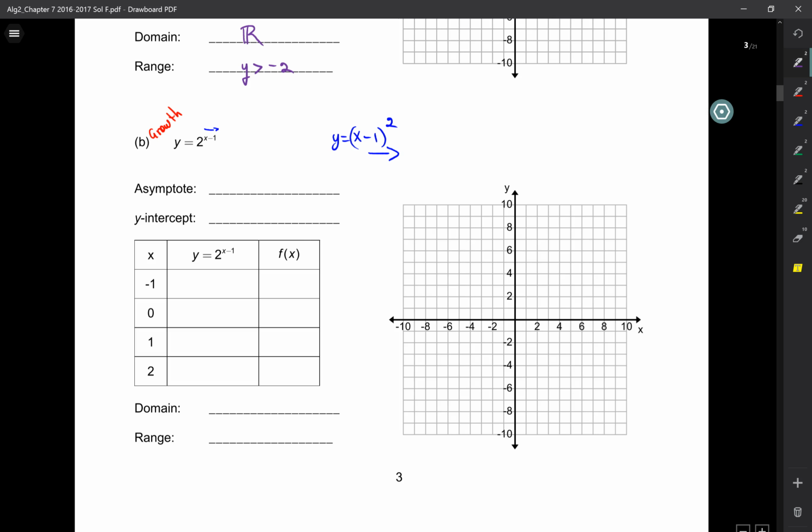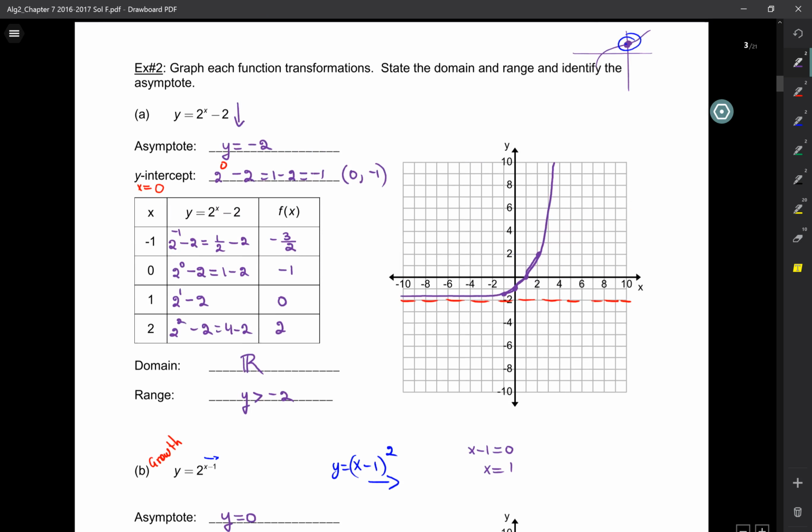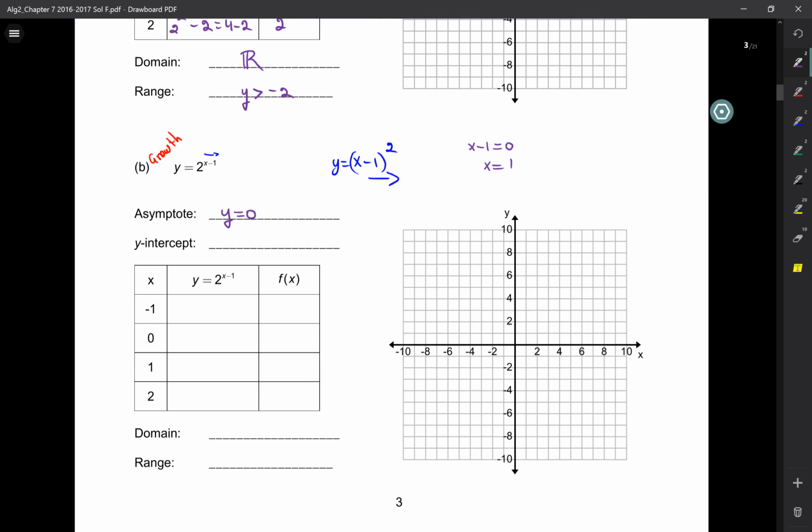Okay, that means, what about the asymptote? Has the asymptote moved at all vertically? No. So where is the asymptote? Y equals 0. It's x minus h. So what you do is you take x minus 1, you set it equal to 0, and x equals 1. So it's always the opposite sign.